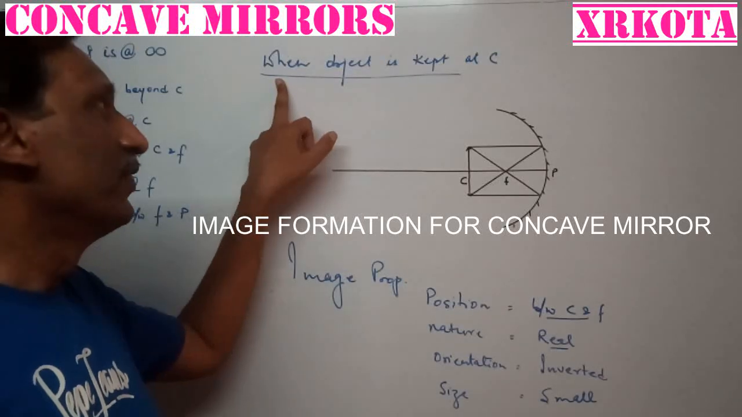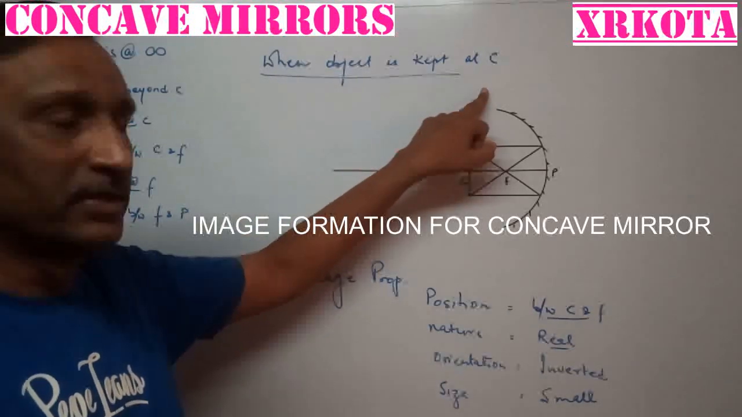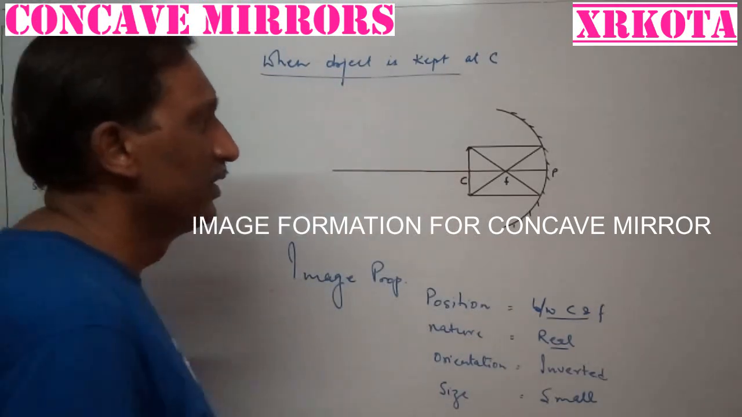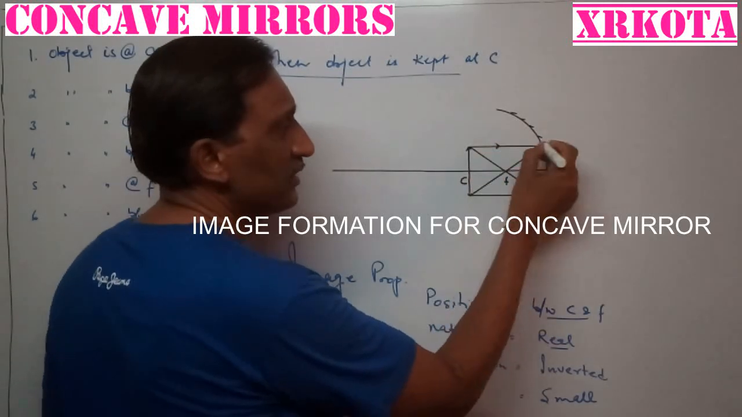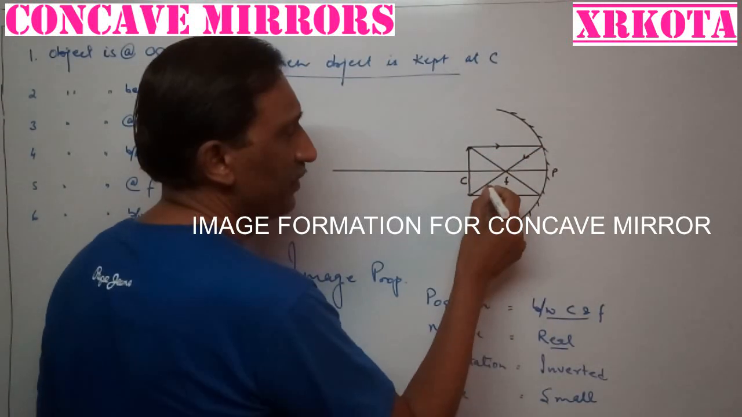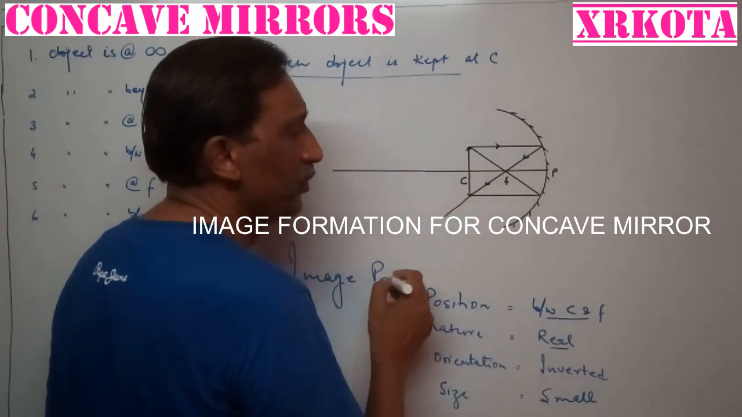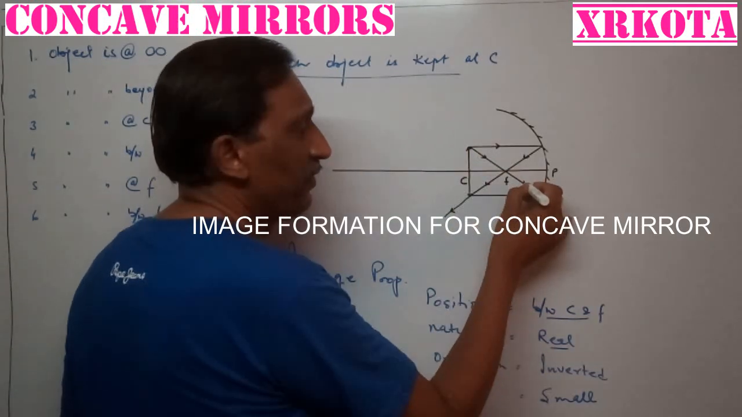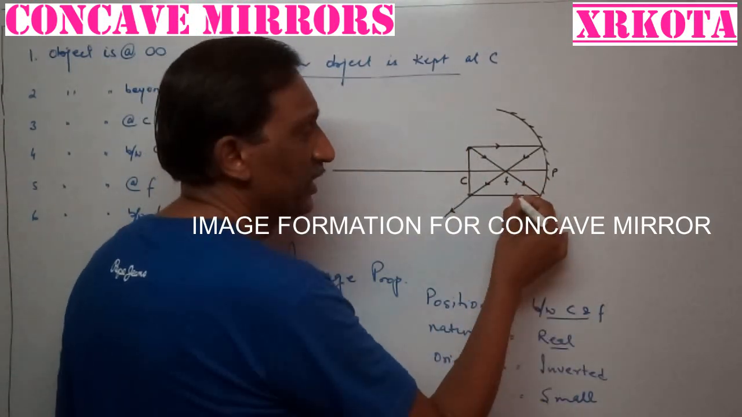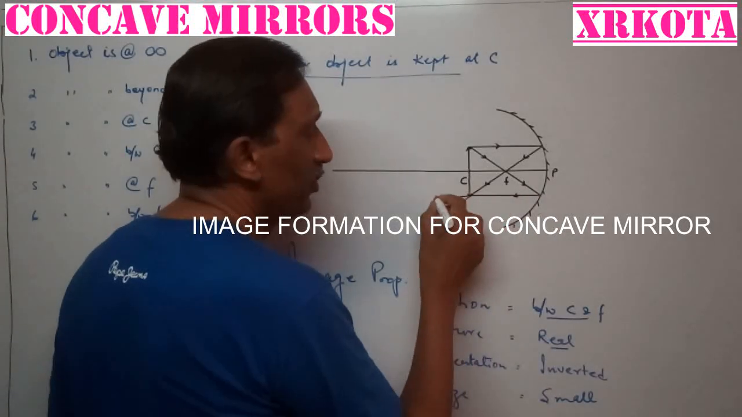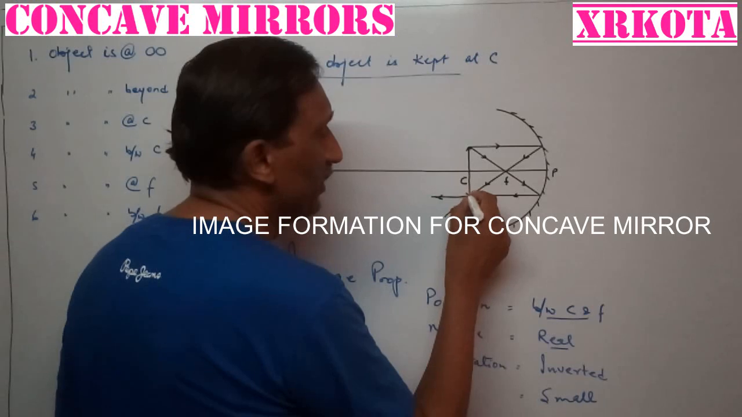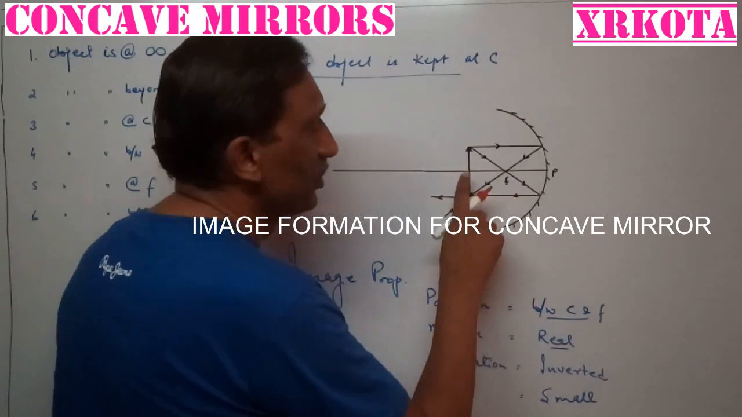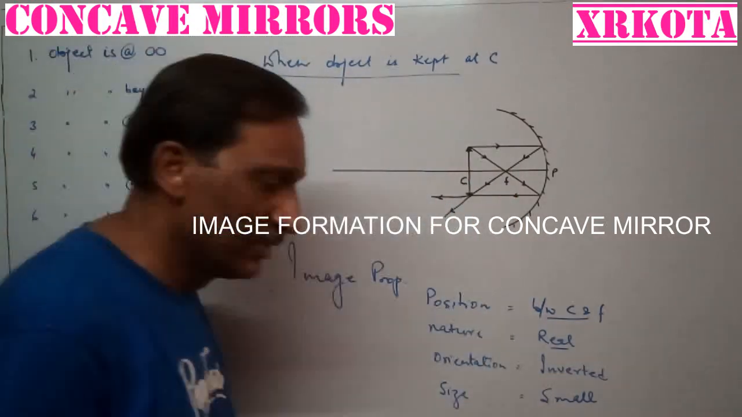Next is when the object is kept at C. C is the center of curvature. The object is kept straight. A ray running parallel to the principal axis, after reflection passes from F. Here it is going. Let it go beyond. A ray which is passing from F, the law says it will go parallel to the principal axis here, and where the two rays are intersecting, the image will be formed. So the image is also formed at C itself.